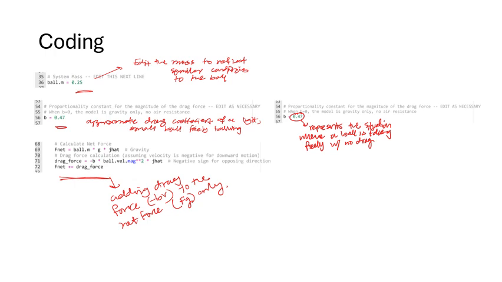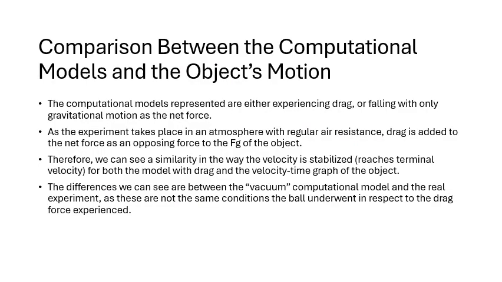For the coding part, I changed the mass to 25 grams to reflect the actual mass. For b, I used 0.47 because that's the drag coefficient of a light small ball freely falling. I also used b equals 0 in order to represent the situation where it's falling with no drag. Then I added the drag force, which is b times v, to the F net. Whenever b is 0, the drag force added would be 0, and that would be accurate for both models.